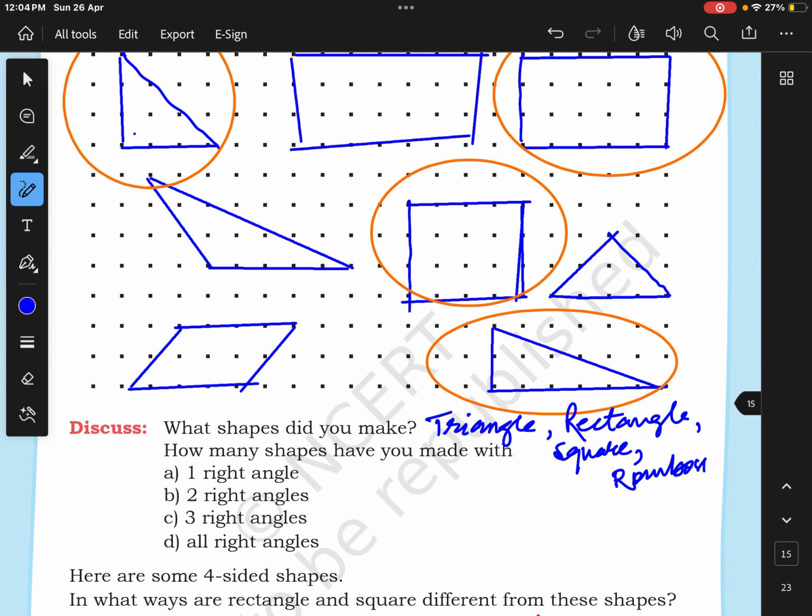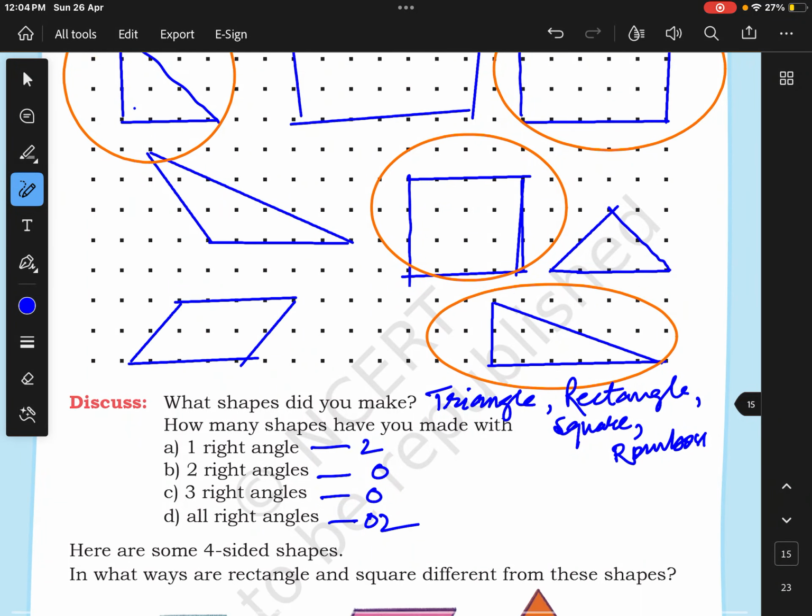How many shapes have you made with one right angle? So one right angle: this shape and this shape. There are two shapes which have only one right angle. Two right angles: there is no shape with two right angles, so it is 0. Three right angles: we don't have any shape with three right angles, which is 0. All right angles: this shape has all right angles, and this one too, so that is 2.